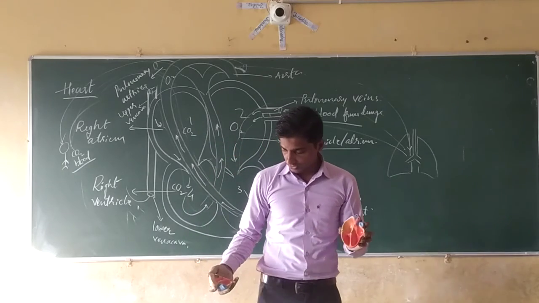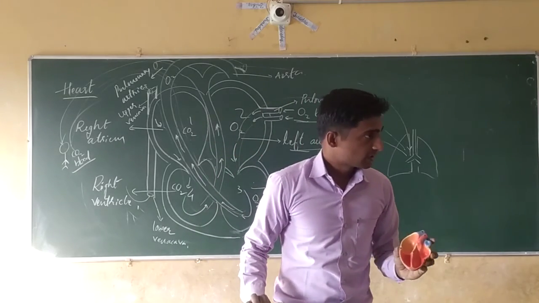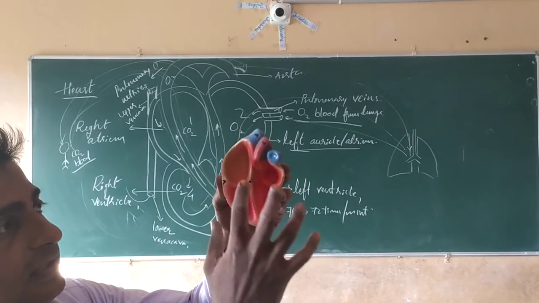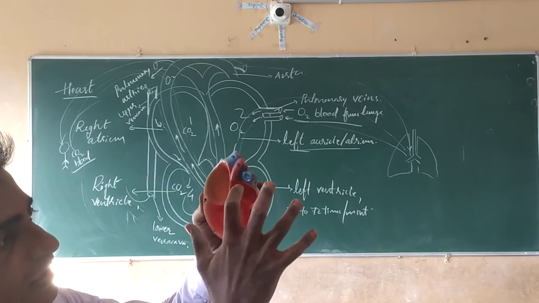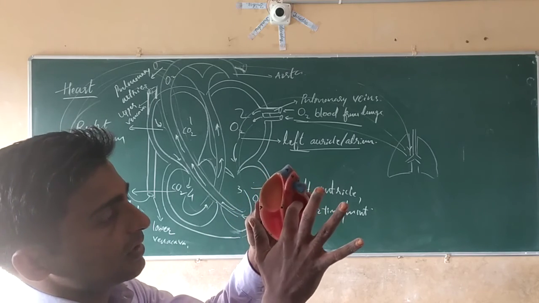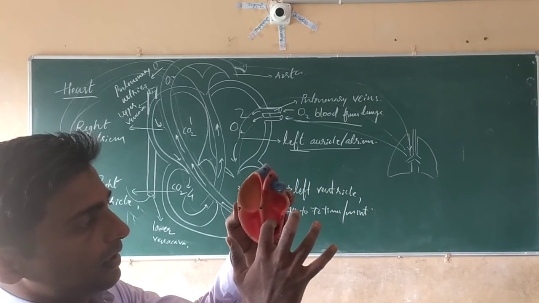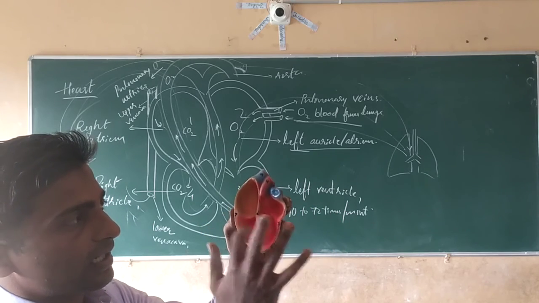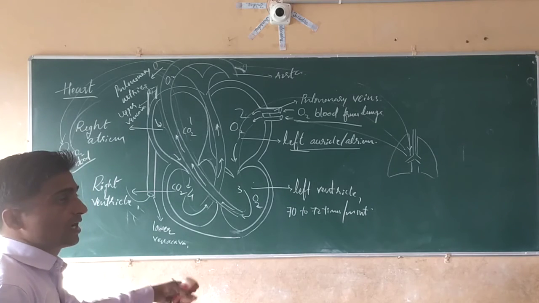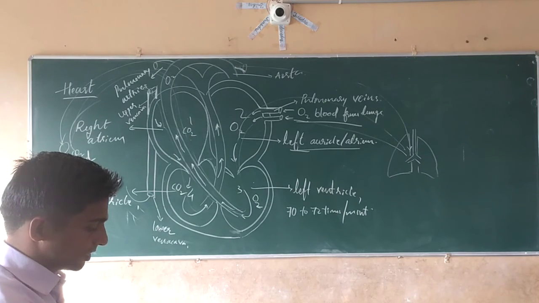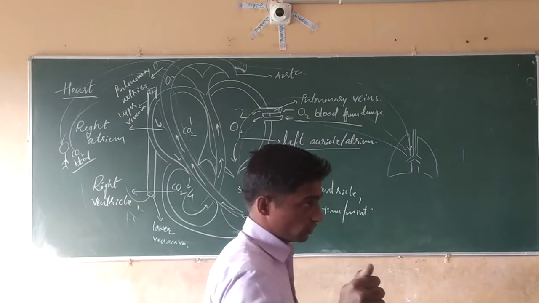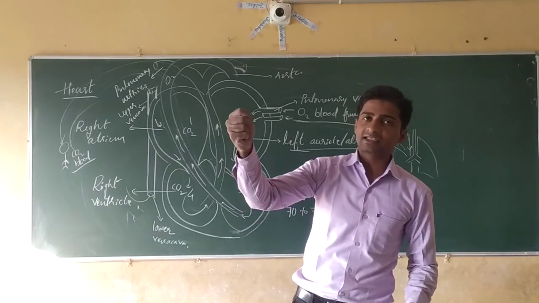See here, dear students, the human heart consists of 4 chambers. 2 upper chambers and 2 lower chambers. That is, 1, 2, 3, 4. 4 chambers are here. That is left atrium, left ventricle, right atrium, right ventricle. These 4 chambers of the heart are present in all mammals. Yes, and the heart is about the size of our fist, a closed fist.